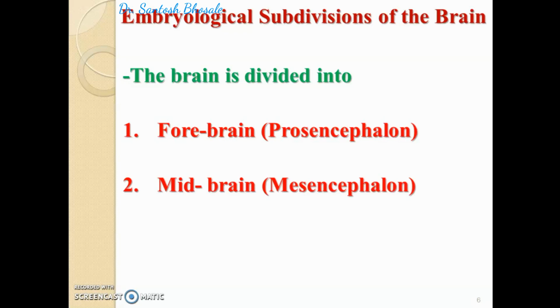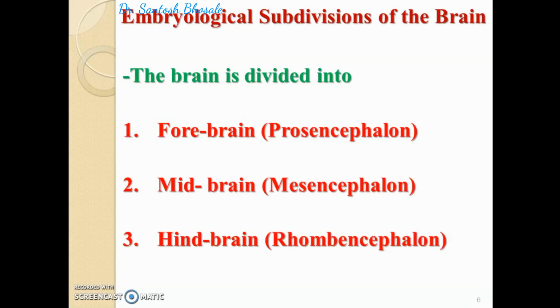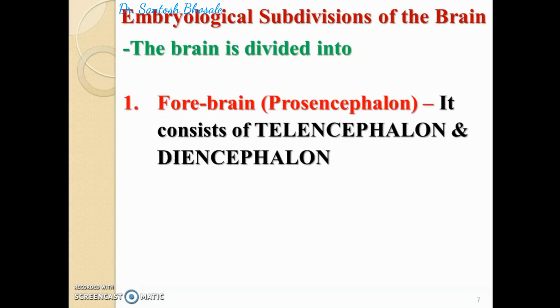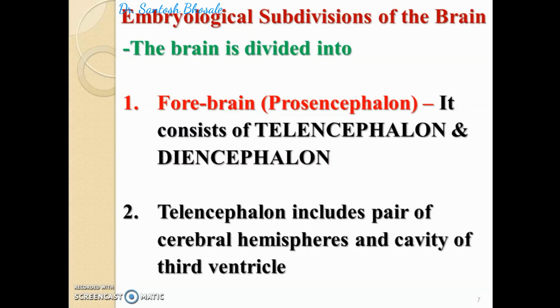Coming to subdivisions, embryologically the brain is divided into three parts: the forebrain, also called the prosencephalon; the midbrain, mesencephalon; and the hindbrain, rhombencephalon. These are three brain vesicles which form the respective parts from the developmental background. And morphologically, the forebrain has telencephalon and diencephalon. Telencephalon is the part of the forebrain which contains the cerebral hemispheres and the cavity of the third ventricle in the median plane.